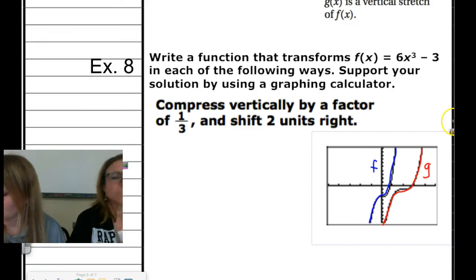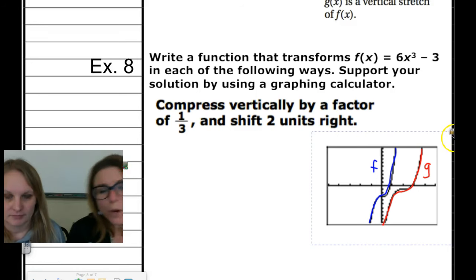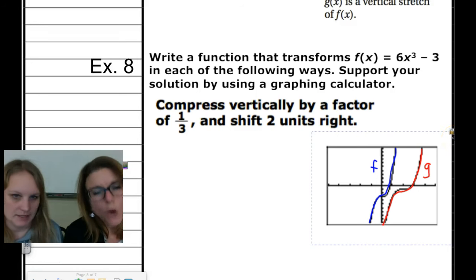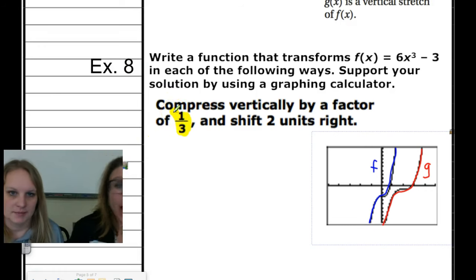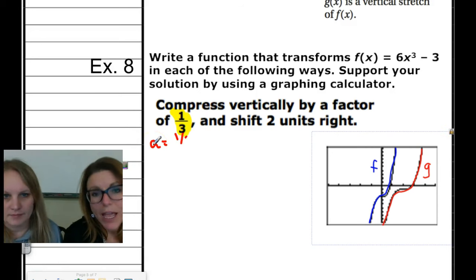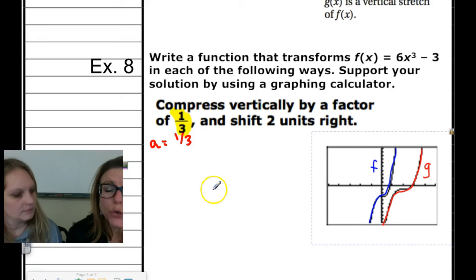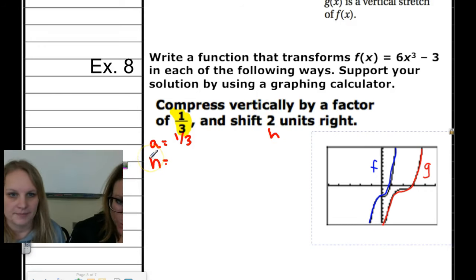Here we go. Write a function that transforms that function in each of the following ways. I want to do one of these because we're doing two things. We're compressing vertically by a factor of 1/3. That's our A, so write A equals 1/3. And we're shifting 2 units to the right, so H is equal to 2.